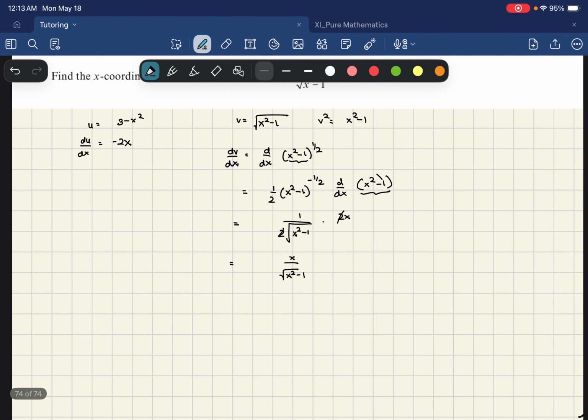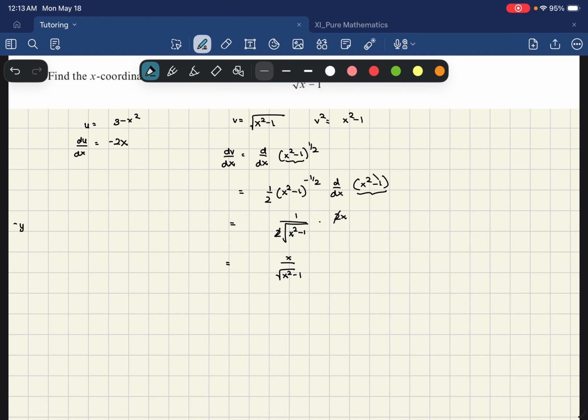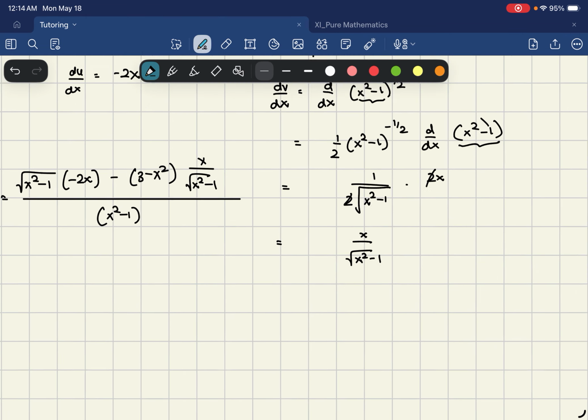All right. So now I have everything, so I can find dy by dx. dy by dx: v squared goes on my denominator, x squared minus 1. V stays. So what is v? V is the square root of x squared minus 1. du by dx is minus 2x. Minus u is 3 minus x squared. dv by dx is x over the square root of x squared minus 1.